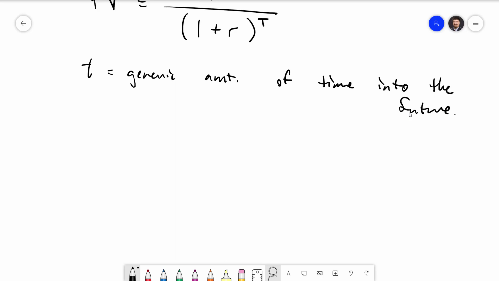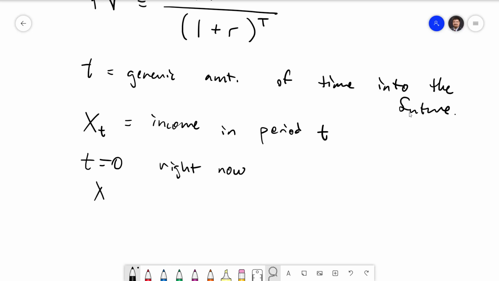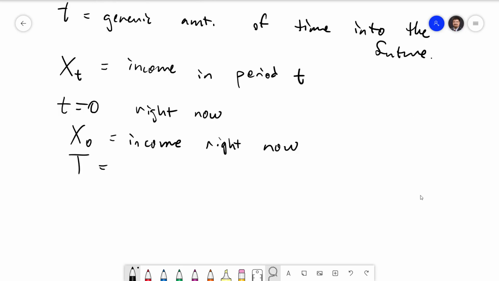We're going to use x subscript t to denote the income in period t. t equals 1 represents one period into the future, so t equals 0 refers to right now. That means x subscript 0, or sometimes called x naught, is income right now. Suppose we have an income stream that lasts capital T periods.